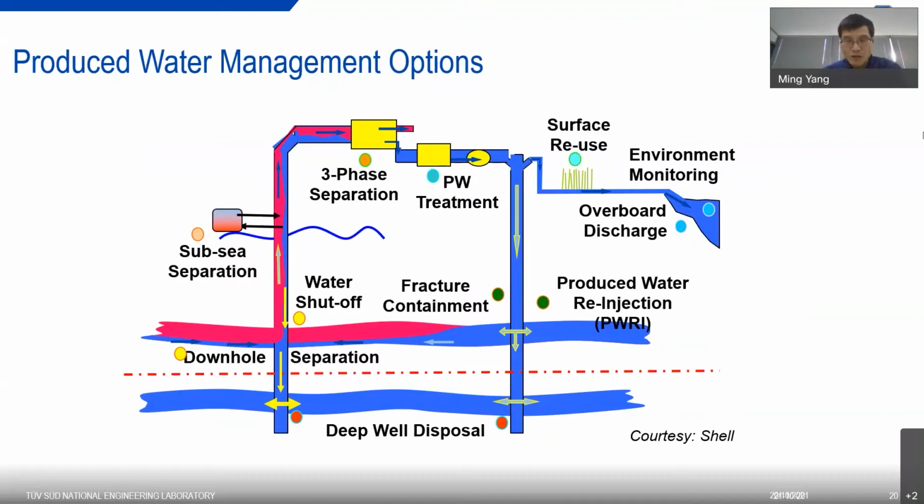Obviously, if you cannot do any of those, then the water has to come to the surface, and we'll be looking at water separation and produced water treatment. After treatment, we're looking at reuse, discharge, reinjection for pressure maintenance, or reinjection for disposal. So once you have gone through this, the produced water management options become obvious.